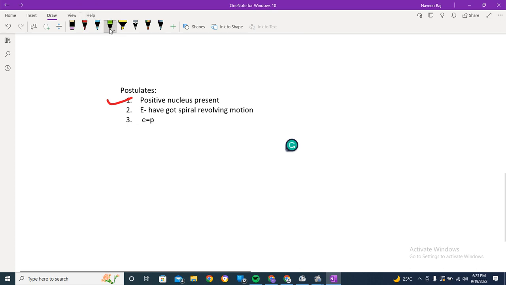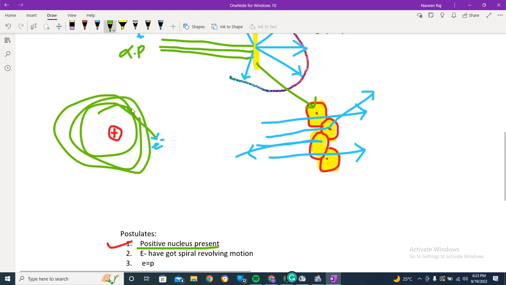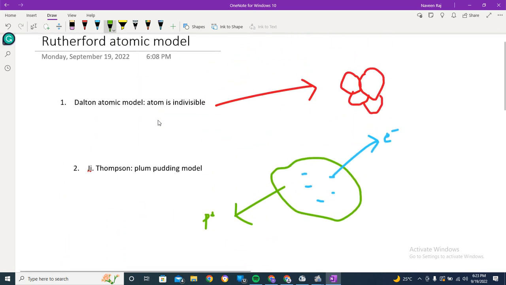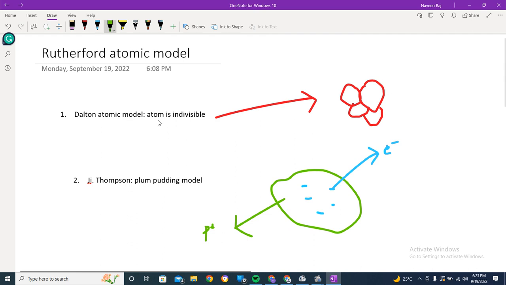In other words, we also say that Rutherford's biggest contribution was that he discovered the nucleus. He discovered the positive nucleus. Even though there are some mistakes in it, we got the concept of the nucleus. We got that there is a positive charge in the center of the atom, and that is true and accepted till today. So we have got importance for that.